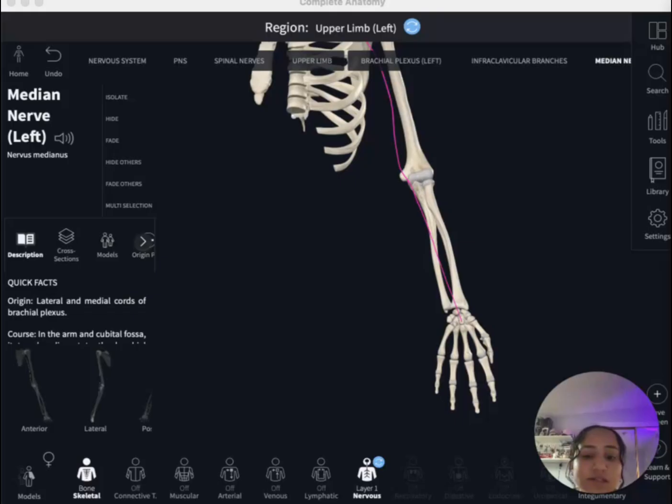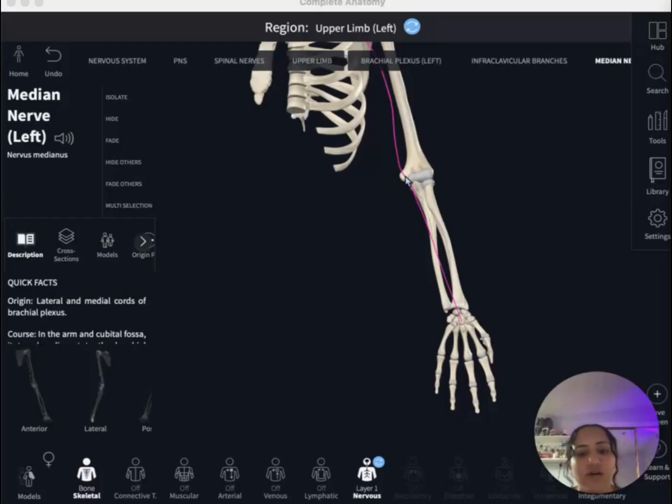So now we're going to get into some injuries that can be experienced with the median nerve. The first one is going to be a supracondylar humerus fracture. So that would be up here. The muscles that would be impacted from this are the flexor pollicis longus, or otherwise known as the FPL, and then the flexor digitorum profundus, FDP.